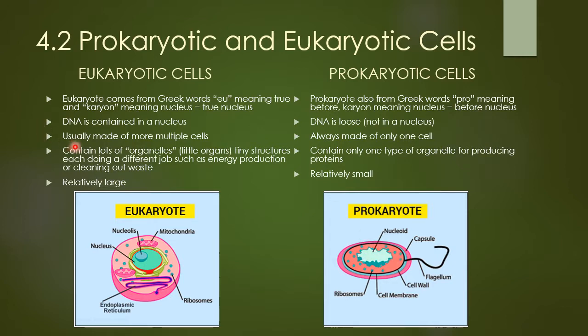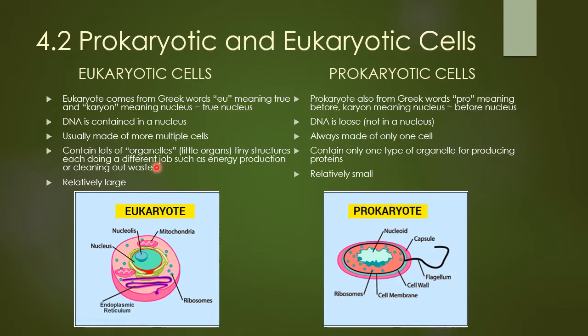Eukaryotic cells are usually made up of multiple cells. There are a few that are made up of one cell, but in general, like your own body, can contain trillions of cells in a eukaryotic organism. Prokaryotes, or bacteria, are always made up of only one cell. Prokaryotic cells contain only one type of organelle for producing proteins. These are the ribosomes, and they're relatively small compared to a eukaryotic cell.